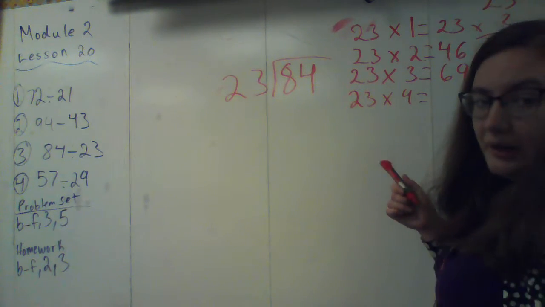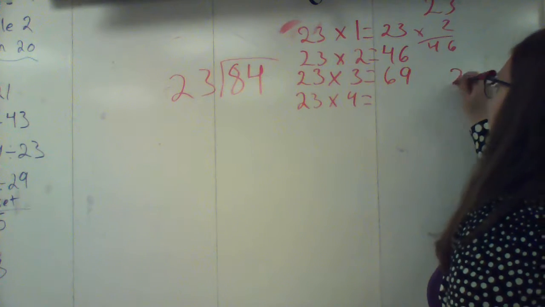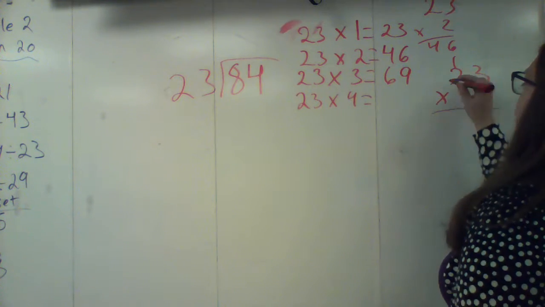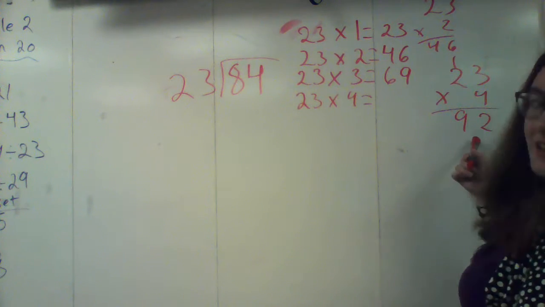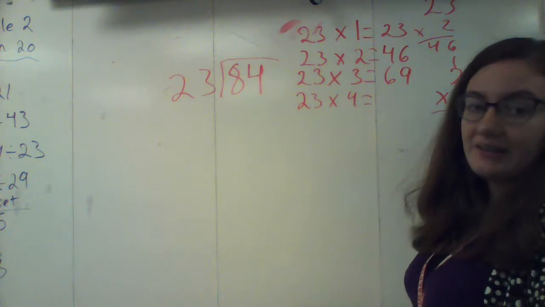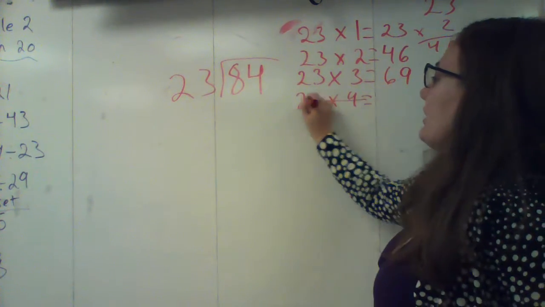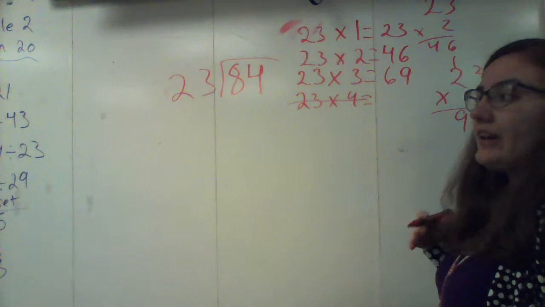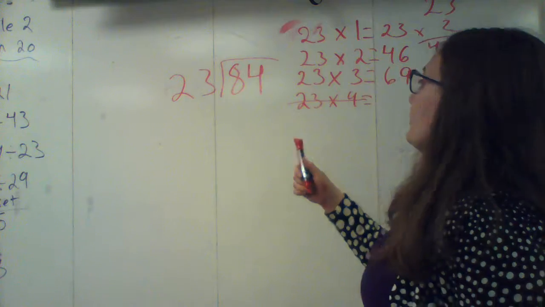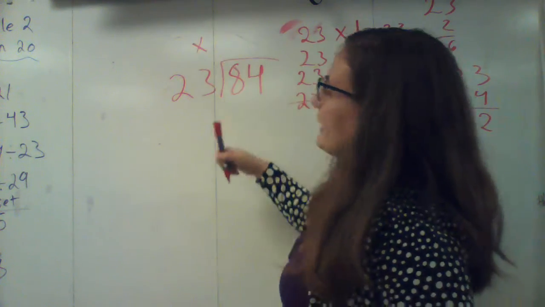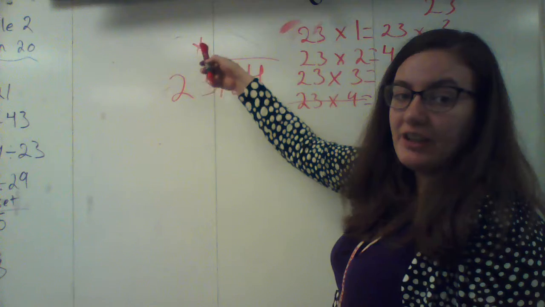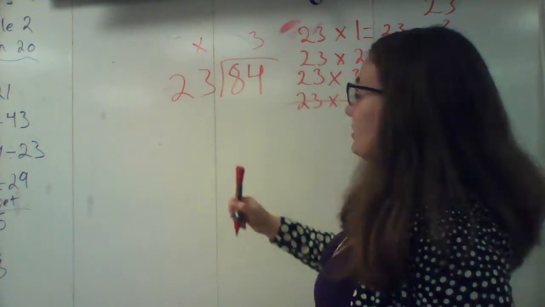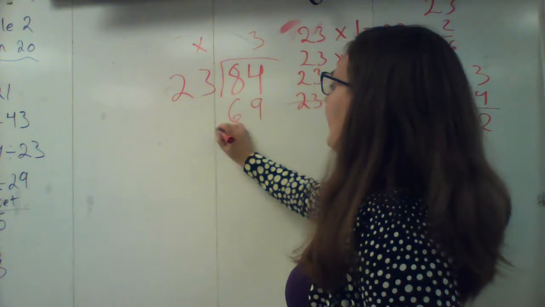This is one of those ones where you might want to do it off to the side in a standard algorithm. So that's 23 times 4. 3 times 4 is 12. 2 times 4 is 8, plus 1 is 9. So 92, this number would not work because it is bigger than 84. So we're not going to worry about 23 times 4. So that means that 23 times 3 is the only factor that's going to work for this problem. So I'm going to put this 3 up here. Remember, if you think about this as a multiplication problem, you know that 23 times 3 can fit into 84. And then 23 times 3 is 69.